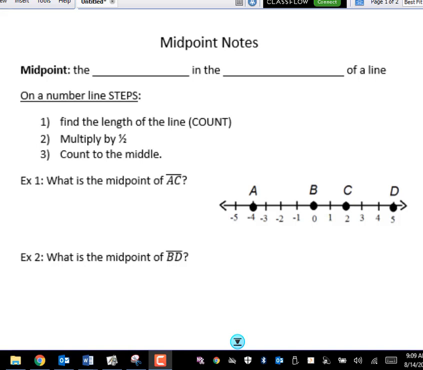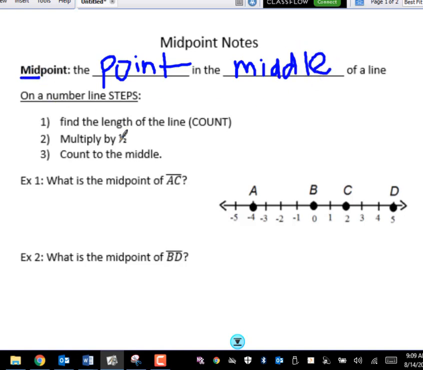Right, so our next topic is on midpoint. So this is just a video explaining how to find the midpoint and what the midpoint is. If we want to find a midpoint, the midpoint means that we're finding the point in the middle of a line. That's why it's called midpoint, point in the middle.